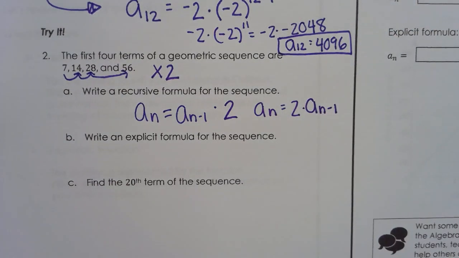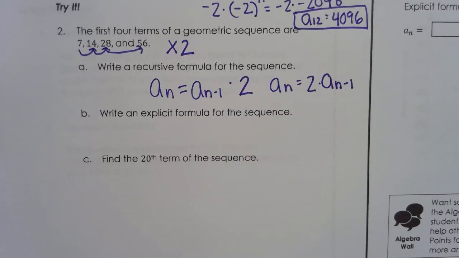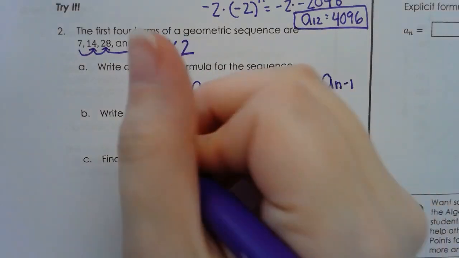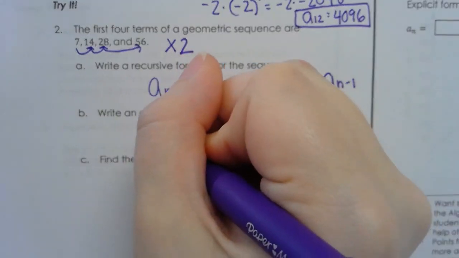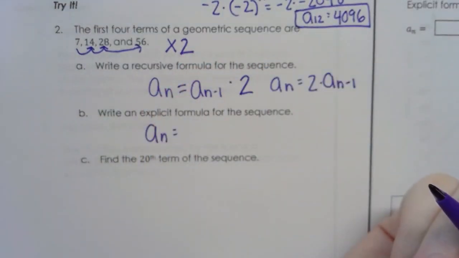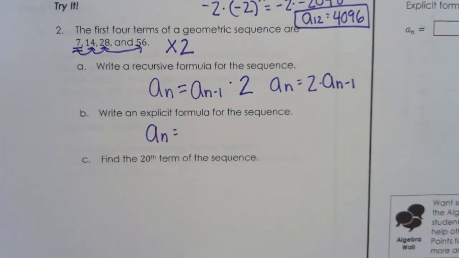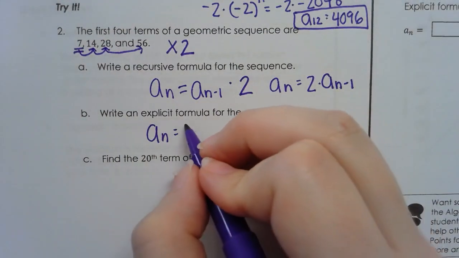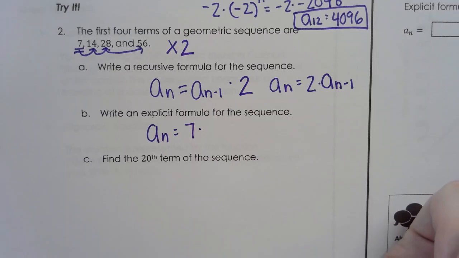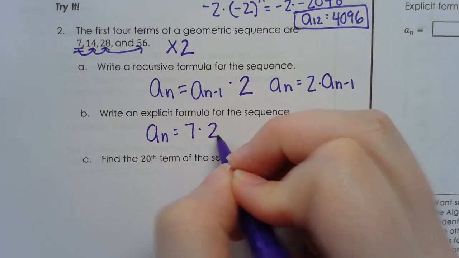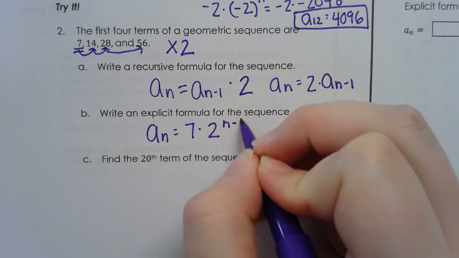Okay, how many of you were able to get that? Great, good job. Rock stars. Keep rocking. Okay, so the explicit formula for this one is a sub n equals. Now for explicit, I always go back to the first term. So the first term here was 7 times my common ratio, which was 2, to the n minus 1.